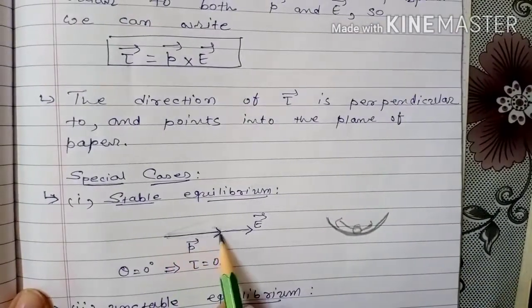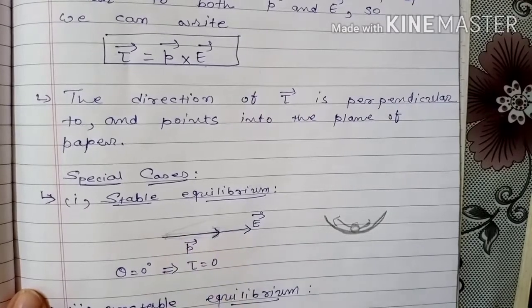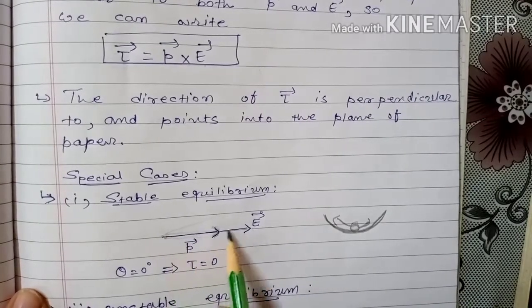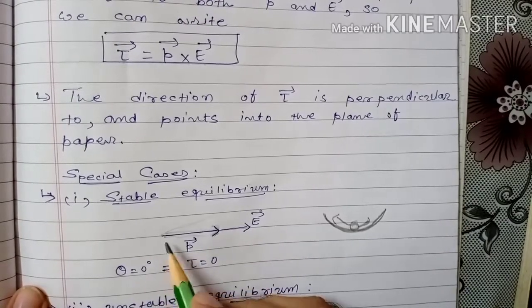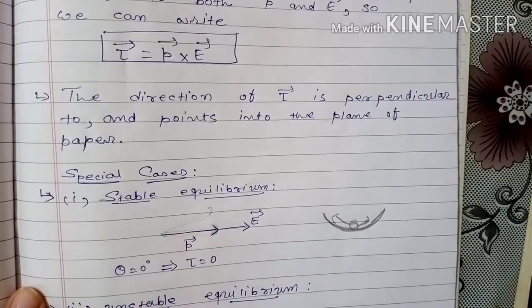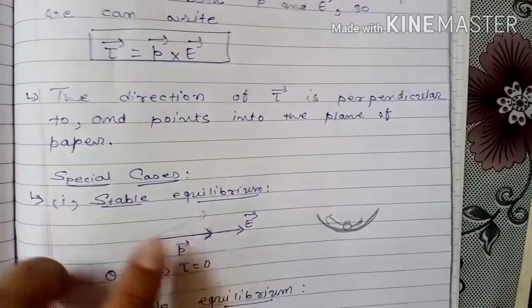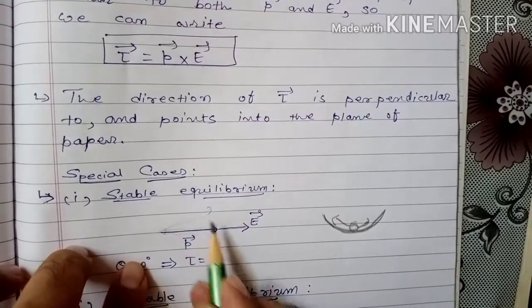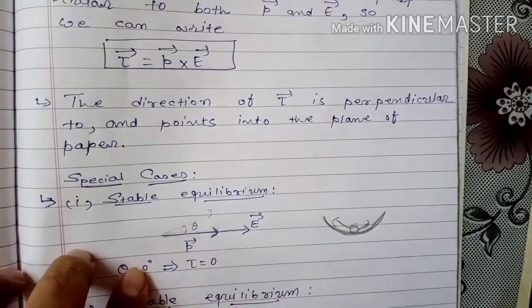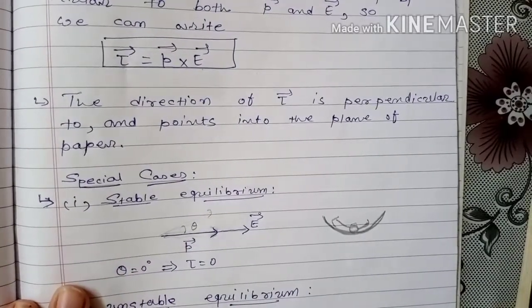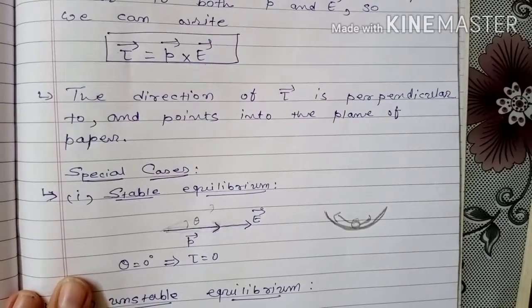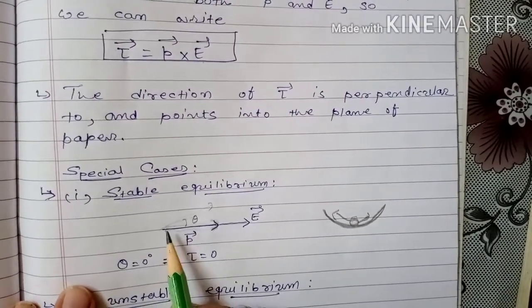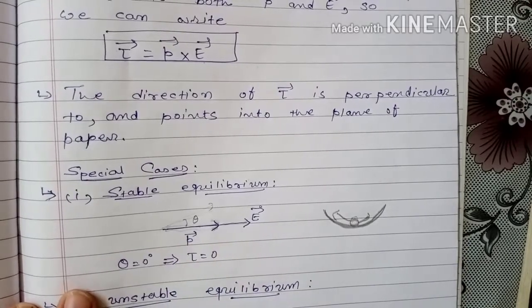Now here, if the dipole is in the stable equilibrium condition, it means the electric dipole moment and the electric field are both in the same direction, and if we wish to displace it by angle theta, then some external torque we have to apply to rotate it by angle theta. When we rotate it by angle theta, at that time the electric field will exert a restoring torque. Due to the electric field, the dipole always tries to align in the direction of the electric field.